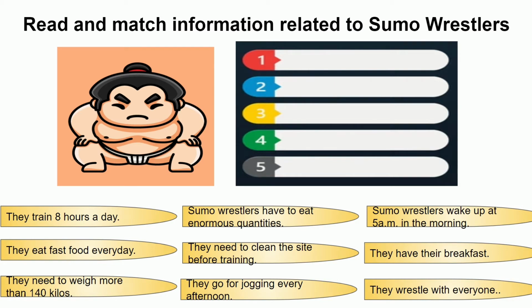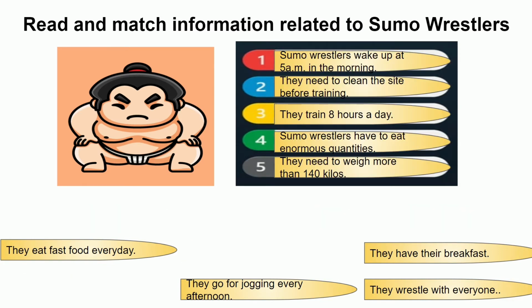Okay, let's discuss the answers together. The 5 pieces of information about sumo wrestlers are: number 1, sumo wrestlers wake up at 5 a.m. in the morning. Number 2, they need to clean the site before training. Number 3, they train 8 hours a day. Number 4, sumo wrestlers have to eat enormous quantities. Number 5, they need to weigh more than 140 kilos.